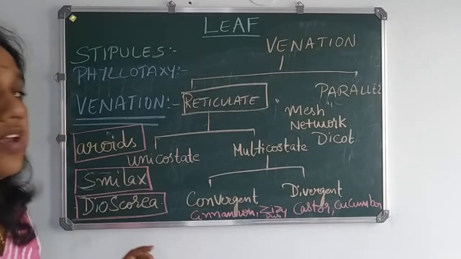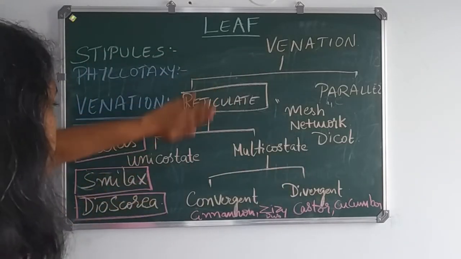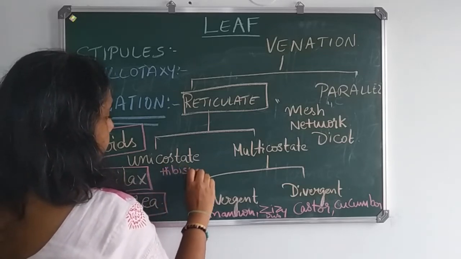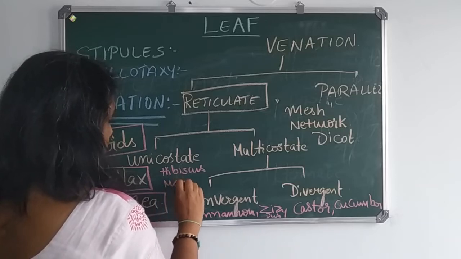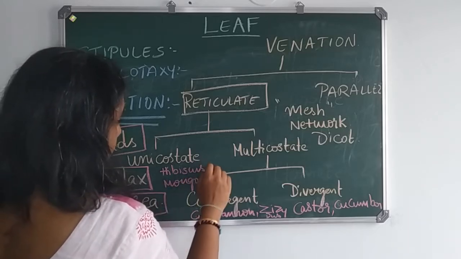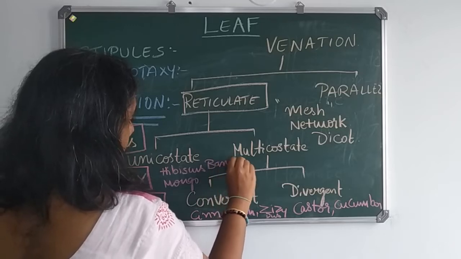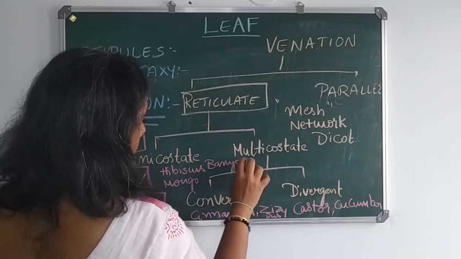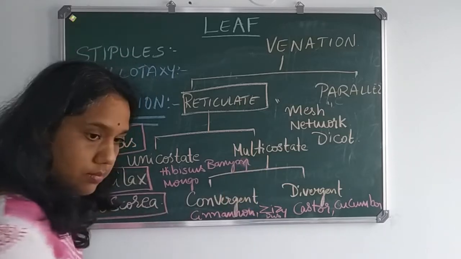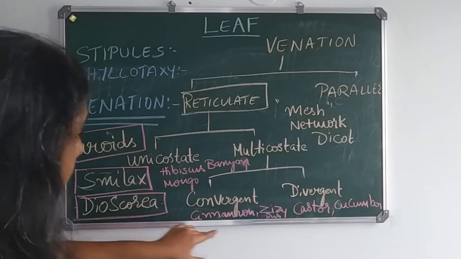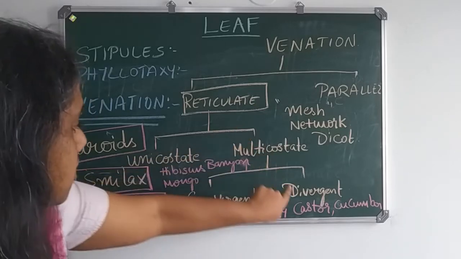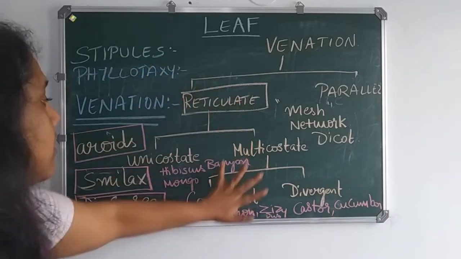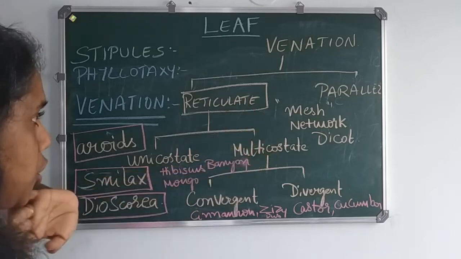Okay, so we will have reticulate venation, unicostate. Example you can take as hibiscus, mango, banyan. Then you have multicostate, divergent, which is castor and cucumber. So this is about the reticulate venation.